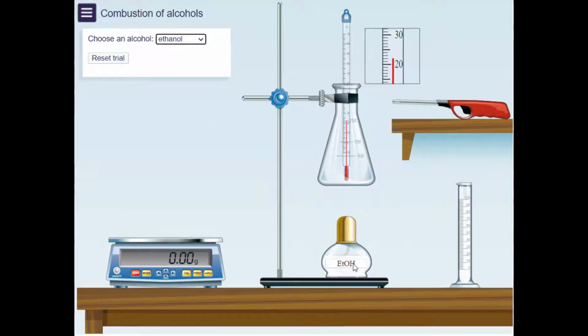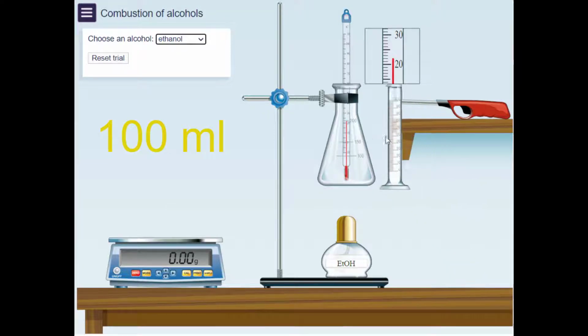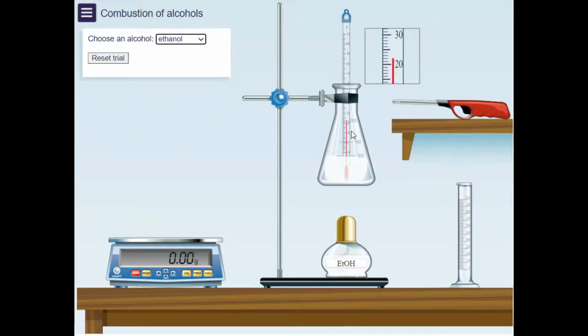Your first task is to weigh the burner containing your selected alcohol, also ensuring that the cap is on the burner. The initial mass should be recorded in your lab book. The alcohol burner is then placed back under the conical flask. Next, you will add 100 milliliters of tap water to the conical flask, and the initial temperature of the water should be recorded in your lab book.